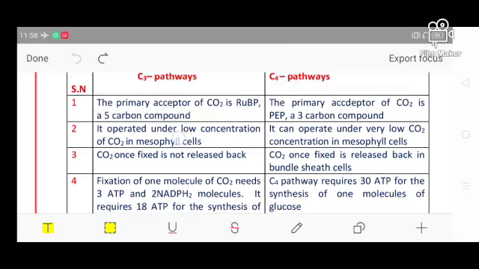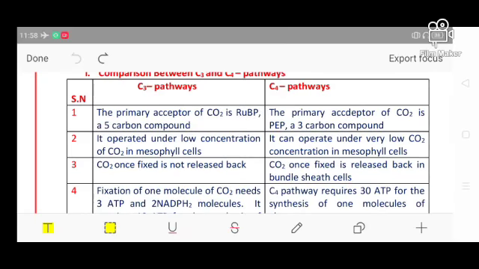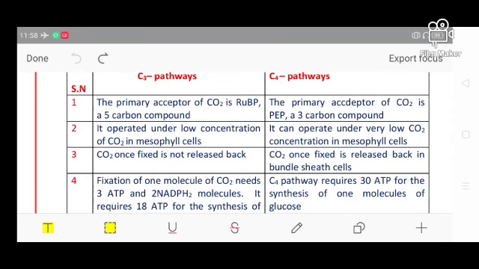So in the C4 pathway, the primary acceptor of carbon dioxide is PEP, that means phosphoenol pyruvate, which is a 3 carbon compound. So this is the main basic difference between the C3 and C4 pathway. Here the primary acceptor is RuBP, which is a 5 carbon compound, and in the C4 pathway the primary acceptor is phosphoenol pyruvate, which is a 3 carbon compound.